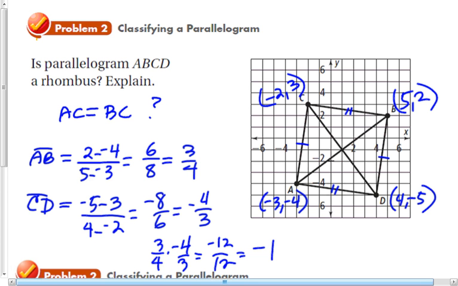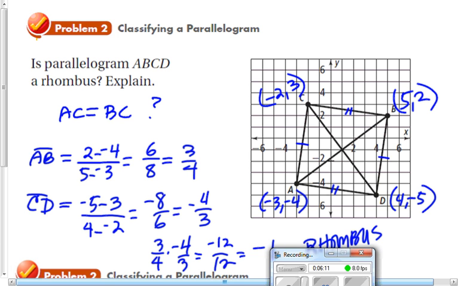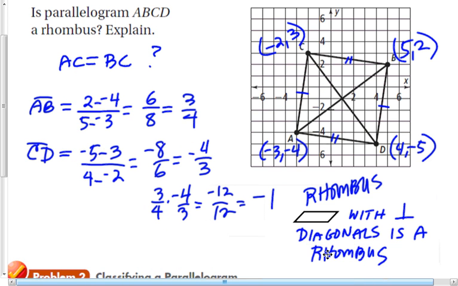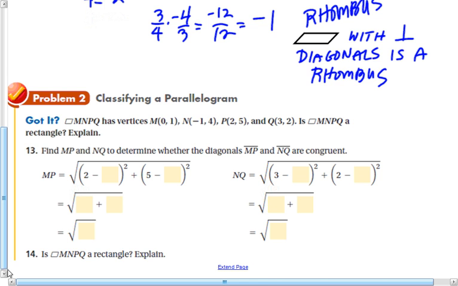And so we have perpendicular diagonals, and we also have opposite sides that are congruent, so we have a parallelogram with perpendicular diagonals, so this is a rhombus. So if you have a parallelogram and it has perpendicular diagonals, then it's a rhombus. Go ahead, you try that.